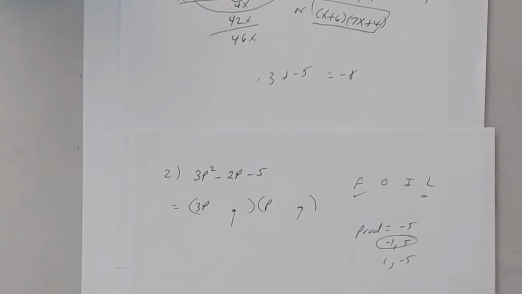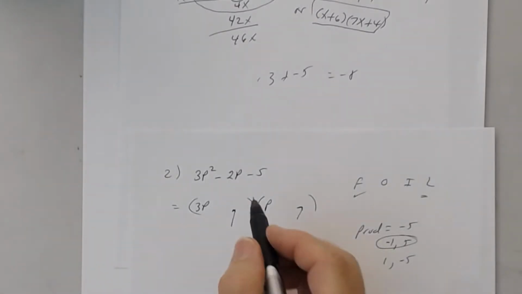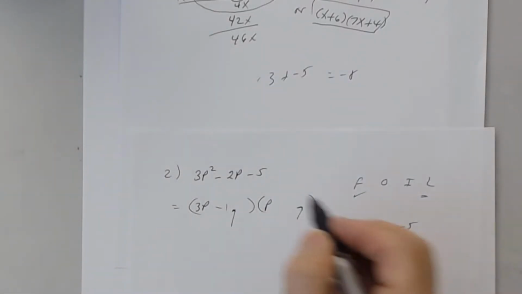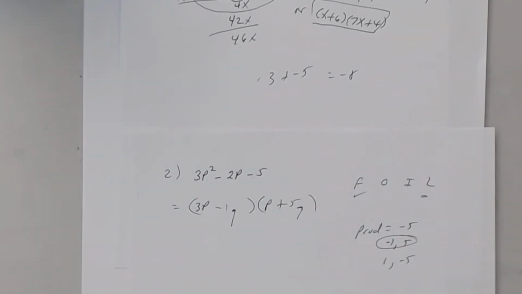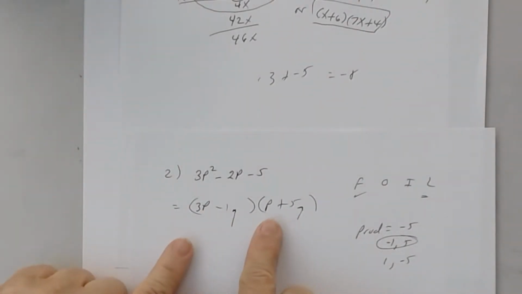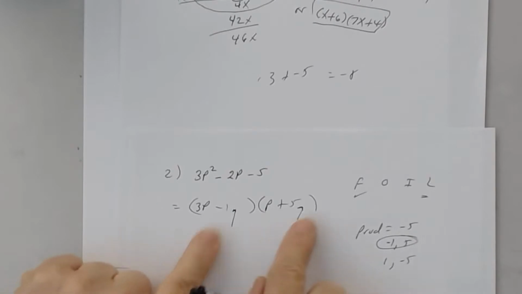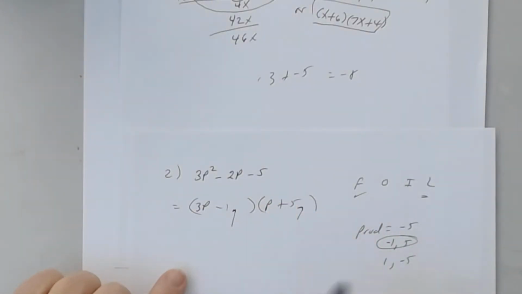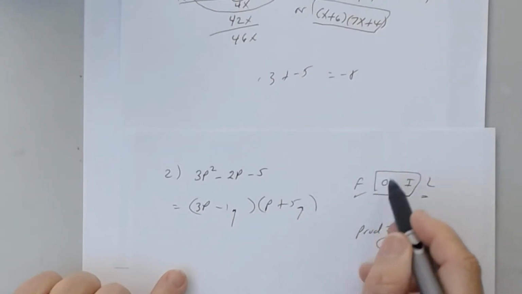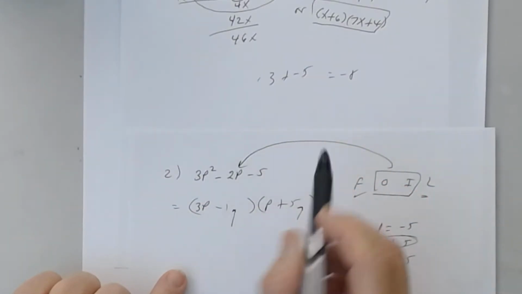That's trial and error. So in other words, I'm going to put the negative 1 with the 3p, and the positive 5 with the p. So I'm saying that I think the answer is 3p minus 1 times p plus 5. But I got to check to make sure that's correct. So my F is okay. 3p times p is 3p squared. My L is okay. Negative 1 times 5 is a negative 5. Now I've got to check the outer and the inner, because the outer and the inner have to equal what? The middle term.